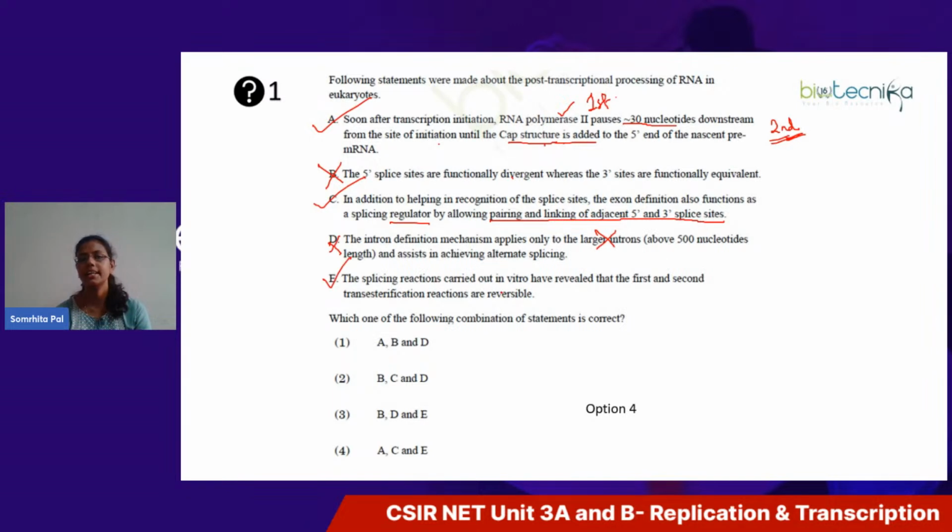The splicing reaction carried out in vitro has revealed that the first and the second trans-esterification reactions are reversible. Right? So see, even if you don't know whether these statements are right or wrong, you are confident about these two statements, A and C. There is no doubt about that. So from there itself you can answer the question. That is, option 4 is correct.